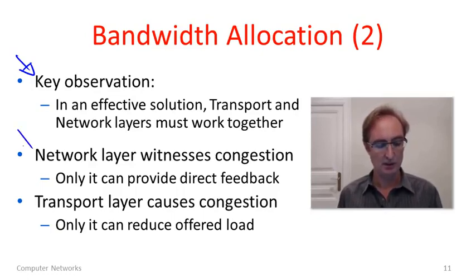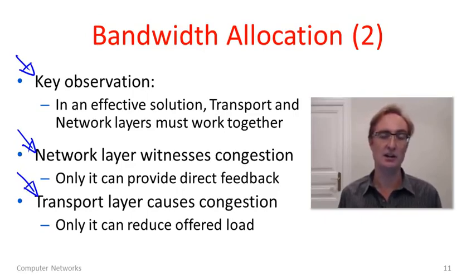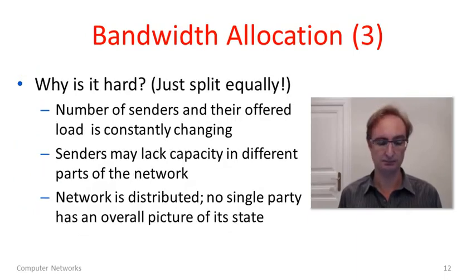Why? Well, we need the network layer because we've seen congestion is something that manifests itself inside routers. That's the domain of the network layer. So only the network layer can directly see congestion and tell someone that it's occurring. On the other hand, the transport layer is the layer that is really injecting the traffic into the network on behalf of applications. It's the layer that's causing the congestion by offering the load. So it's the only layer that can really control this congestion by controlling the offered load. So they're both going to play a part.